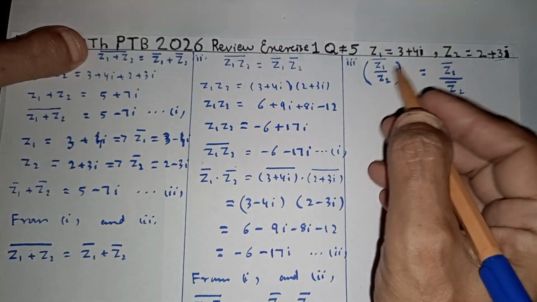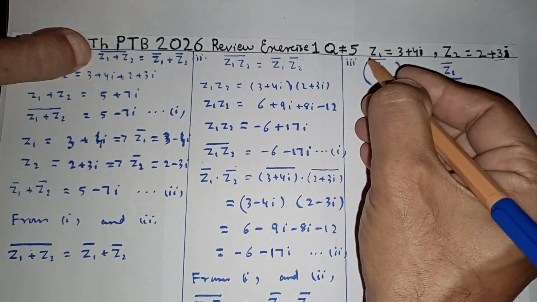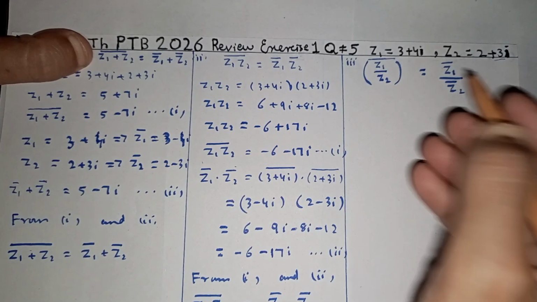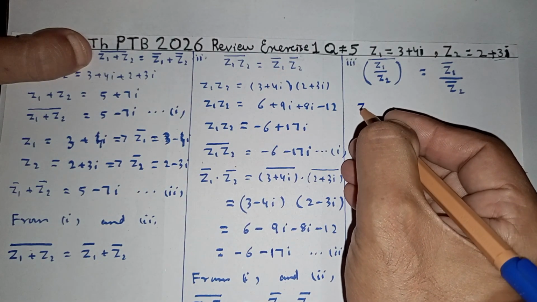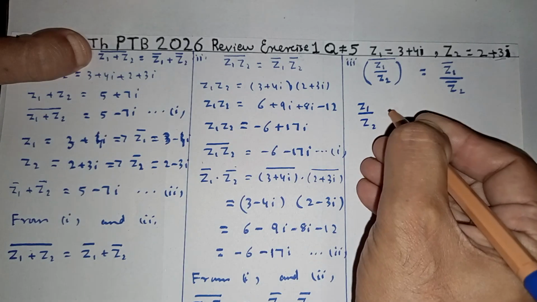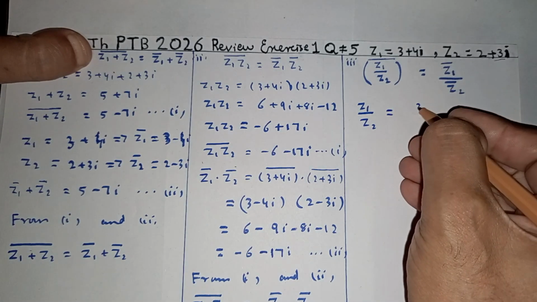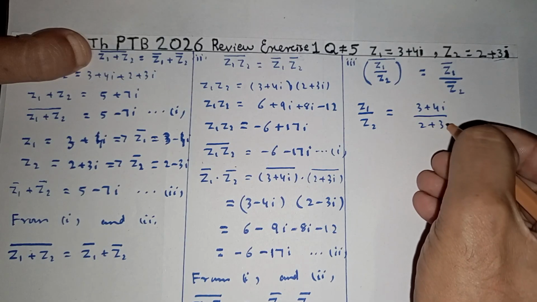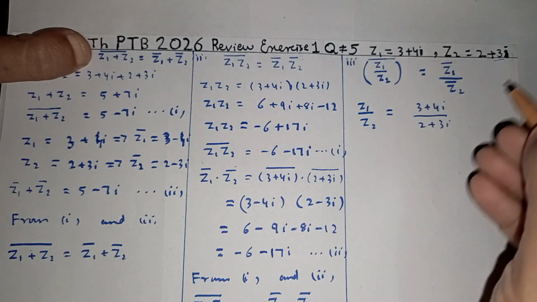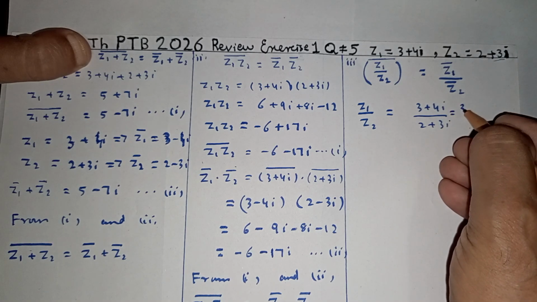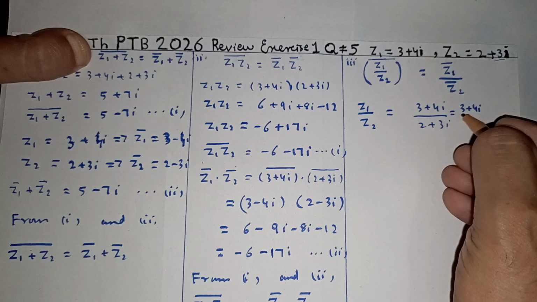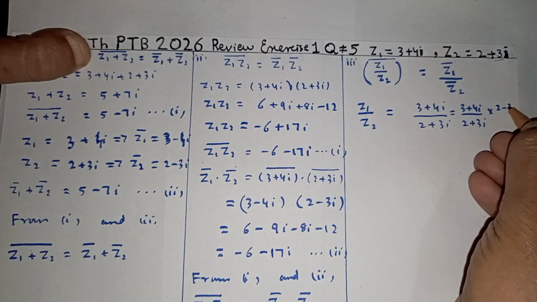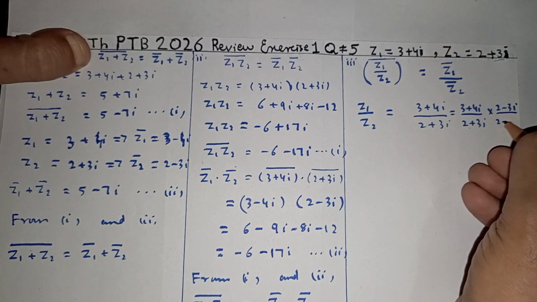Now Z1 divided by Z2 all conjugate is equal to Z1 conjugate divided by Z2 conjugate. First we find Z1 divided by Z2. We see that Z1 divided by Z2 is equal to 3 plus 4 iota all divided by 2 plus 3 iota. Now multiply it with the conjugate of the denominator, which is equal to 2 minus 3 iota. Multiply and divide 2 minus 3 iota.